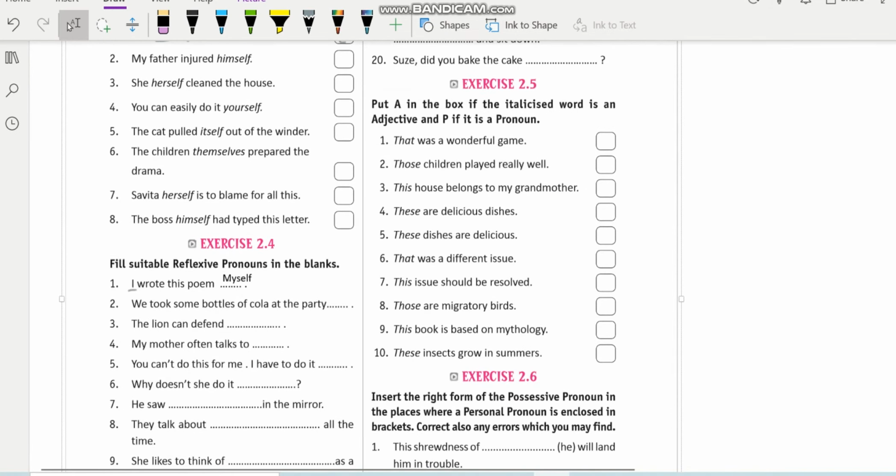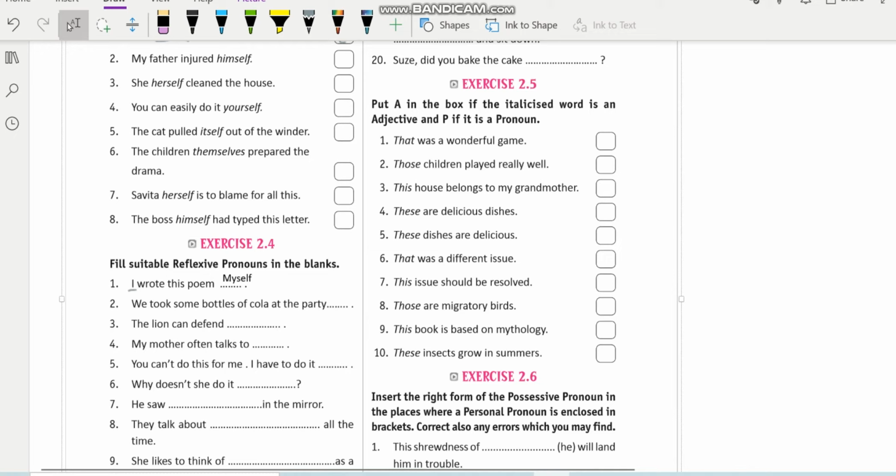Now moving on to exercise 2.5, you have to put A in the box if the italicized word is an adjective and P if it is a pronoun. Now this is a very tricky and a very important part. How do you differentiate between a pronoun and an adjective? First of all, you should know what is an adjective. Adjective is something which tells us about the quality of the noun. It gives some additional information about noun, right?